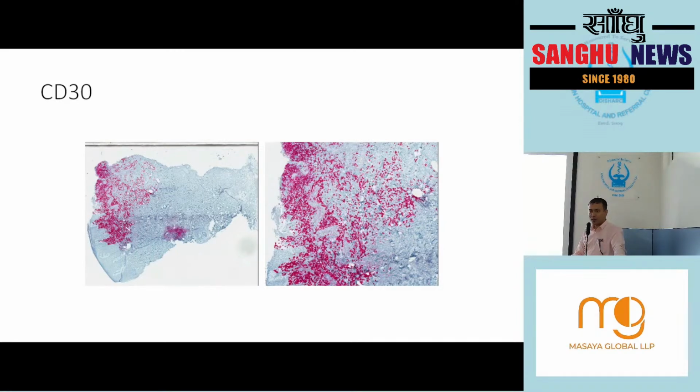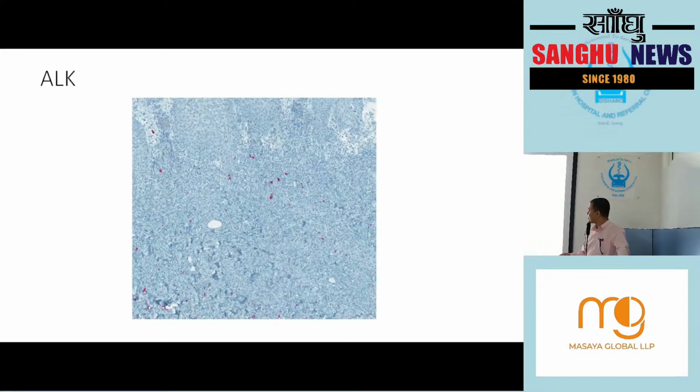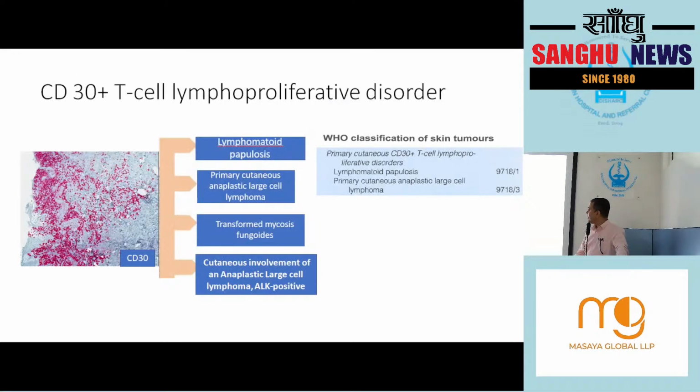Now I'm very close to the diagnosis. ALK negative. I say this is a CD30 positive T cell lymphoproliferative disorder. WHO classifies only two under CD30: lymphomatoid papulosis and primary cutaneous anaplastic large cell lymphoma. Only two by WHO. The WHO classification is pretty incomplete. Many diseases are missing in that.